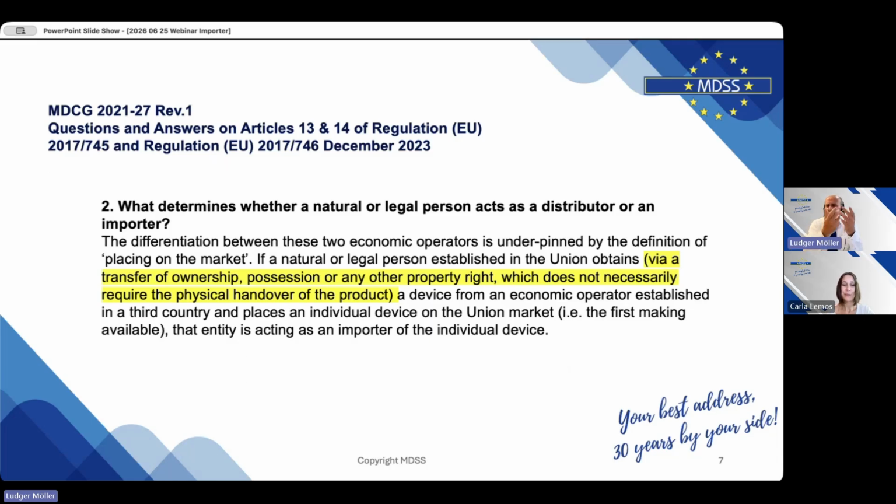An individual device, it applies to every single product, every single device. So it's not the placing on the market, the making available for the first time is product 1, product 2, product 3, product 4, etc. And then what is also being discussed is the physical handover of product here. That does not need to happen. And that makes it very clear.